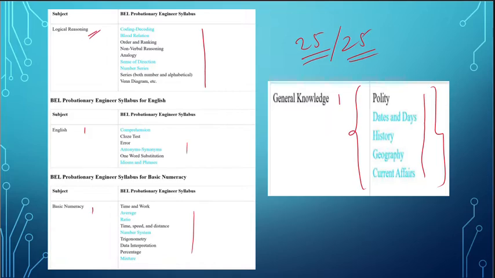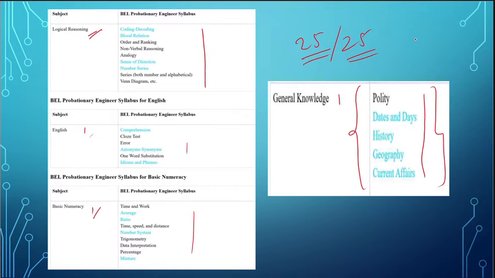But logical reasoning, English language as well as numeracy are the ones where you need some practice. So I suggest you practice every day a minimum of 30 minutes on the topics mentioned, until the examination date is announced, so that it will be very helpful for you to crack the examination. That is minimum 30 minutes. I suggest you prepare for the aptitude part this way.